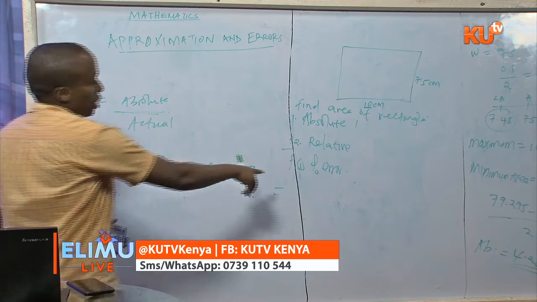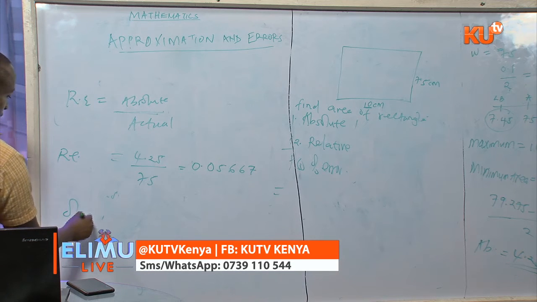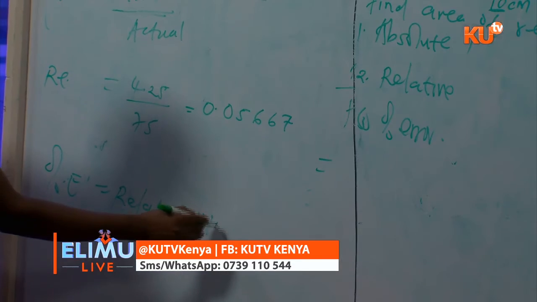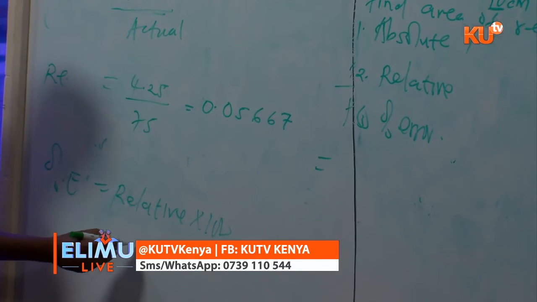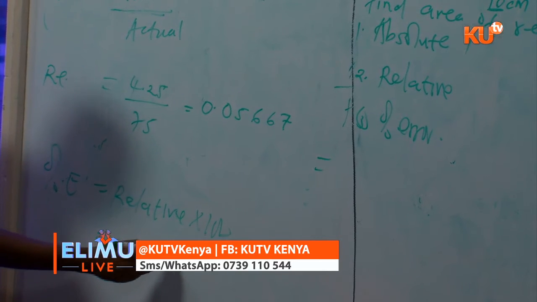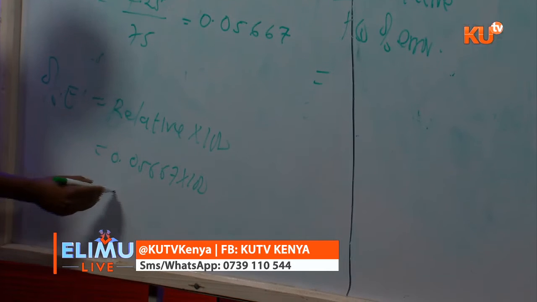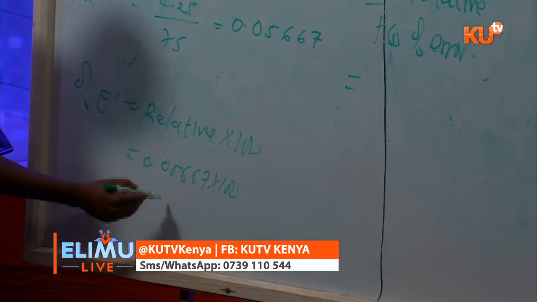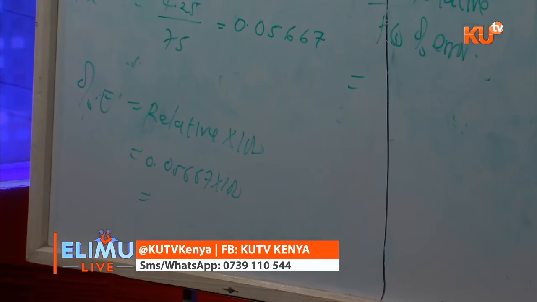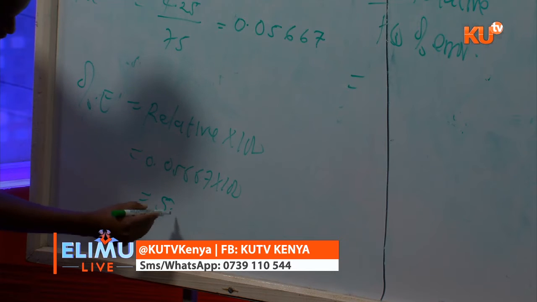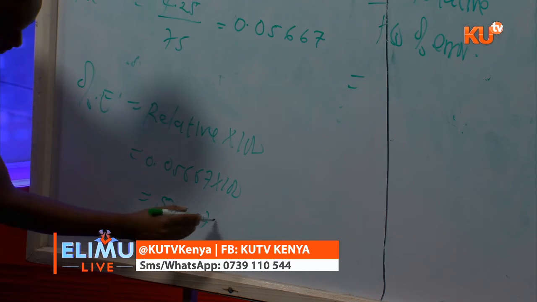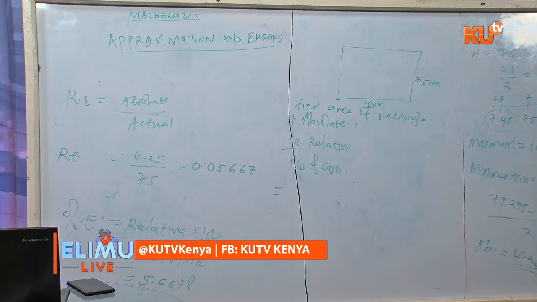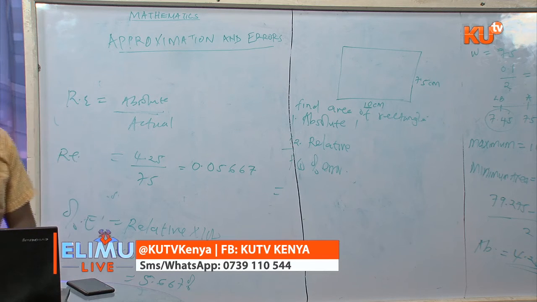Now we go to the last one, which is the percentage error. That is very simple. Percentage error is equal to relative error multiplied by 100, which will be 0.05667 multiplied by 100. You get 5.667%. So that's how to apply and get the absolute error in the application part when it comes to multiplication.